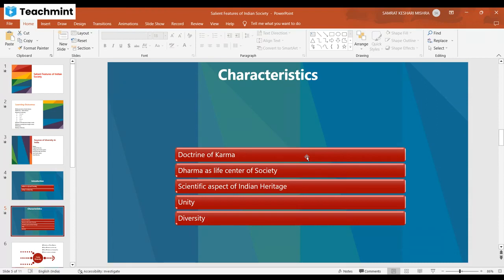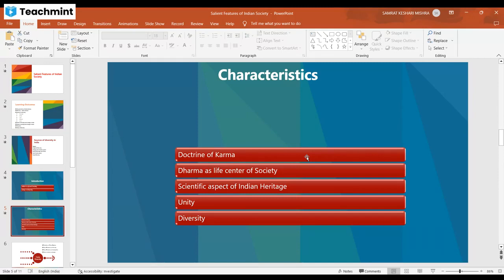Then different religions are connected to different rituals like fasting, festival, pilgrimage, marriage, birth, death. Then there is dharma as the life center of society. Dharma is the basic idea in different fields of society according to Indian social thought. Religion and spirituality have influenced our intellectual, philosophical, artistic, scientific means of life. So we put focus on dharma.